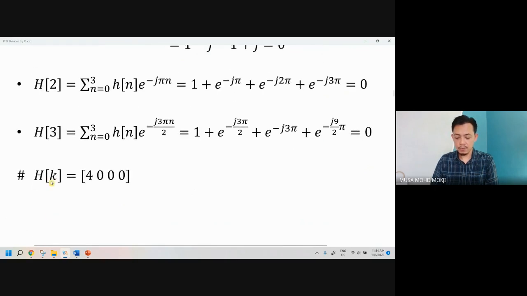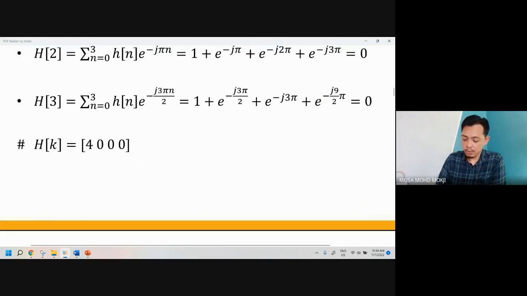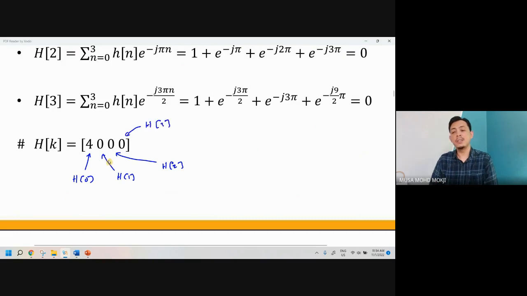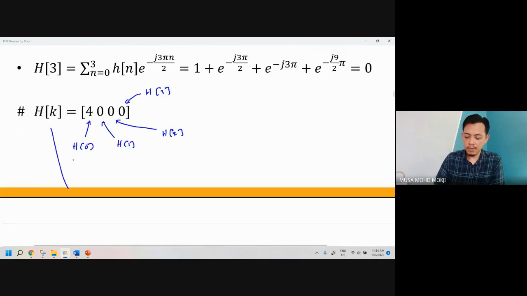So finally you will get this. What is Hk? This is H0, which is 4. This is H1. This one is H2. And then this is H3. You put everything in a single vector. So this is 4, 0, 0, 0. What is the name of this one? This is the frequency response.